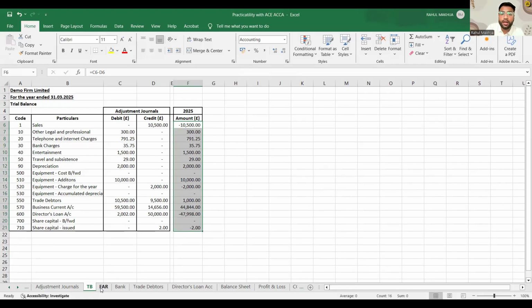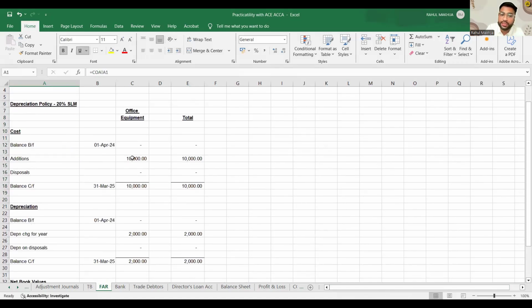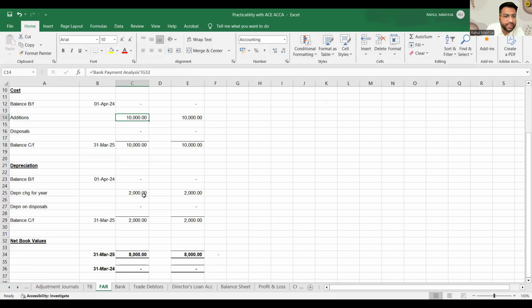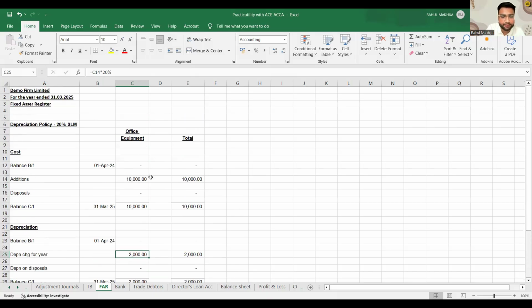So we will move ahead with a lead schedule of fixed assets, bank, trade debtors, and DLA, and then we will move forward towards how the balance sheet is prepared and how the profit and loss statement looks. So there was a 10,000 addition of equipment here. We have recorded this as an addition, and we have charged depreciation as per the accounting policy, which is 20%.